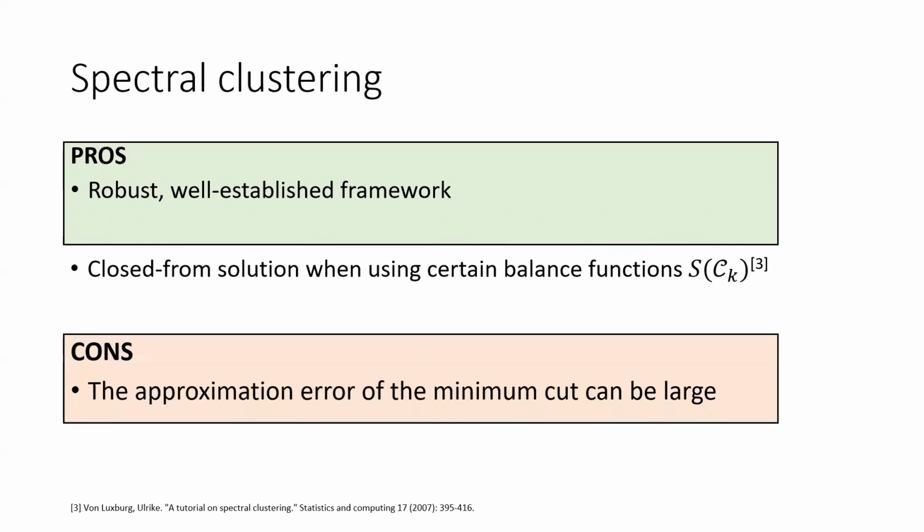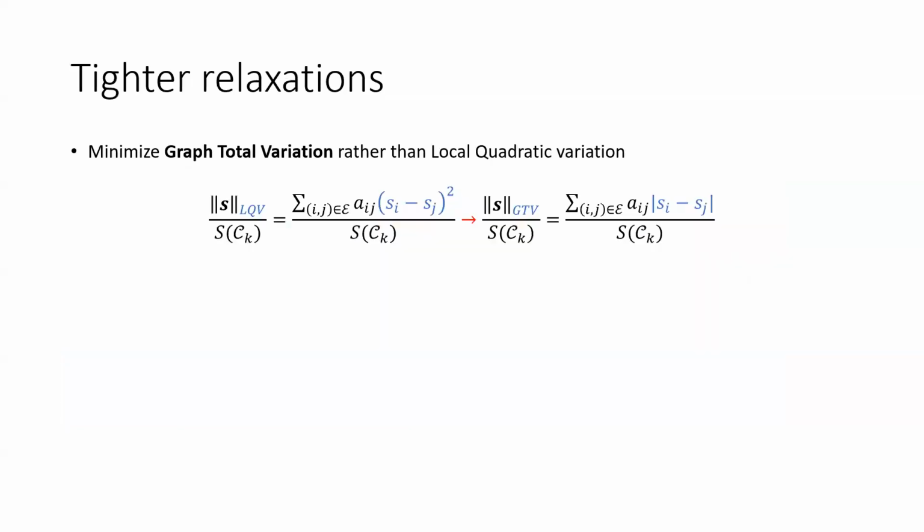part. On the other hand, and here are the cons, spectral clustering has an important weakness, which is that the approximation error due to the continuous relaxation that we saw before can be arbitrarily large. Another relaxation of the minimum cut problem replaces the quadratic variation term at the numerator with a graph total variation term, which is the sum of the absolute value of the differences between the assignments of adjacent nodes in the graph rather than the square differences.